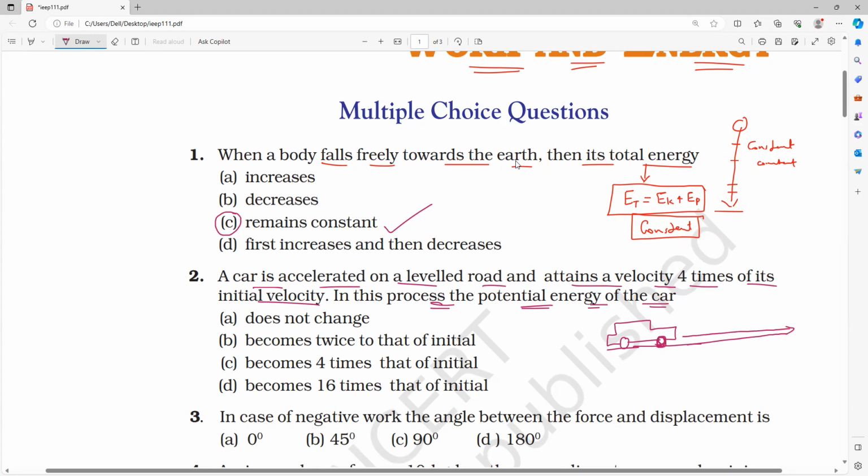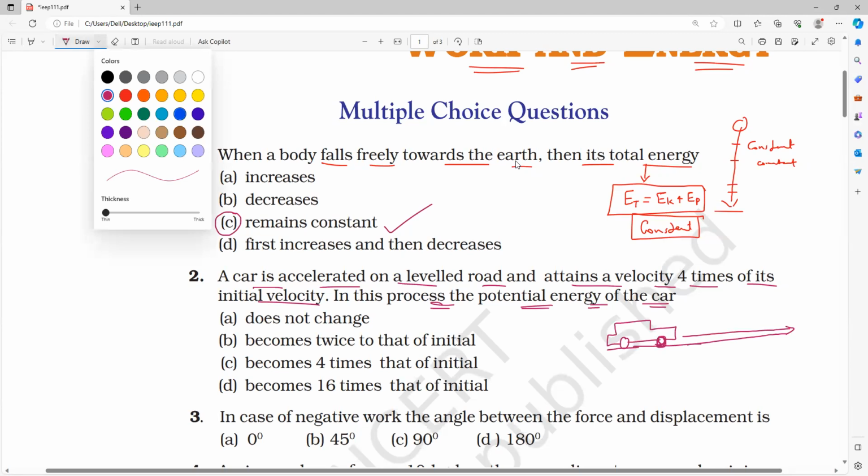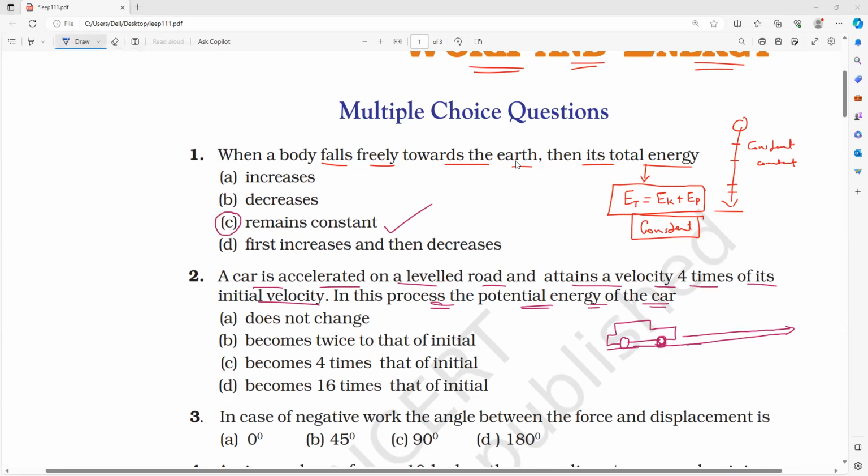So potential energy, what will happen? Height does not change. So what happened to the potential energy? Anybody? Yes, please. Anybody answer, please? If not answering, leave the meeting, no issues. So what is the answer, anybody?